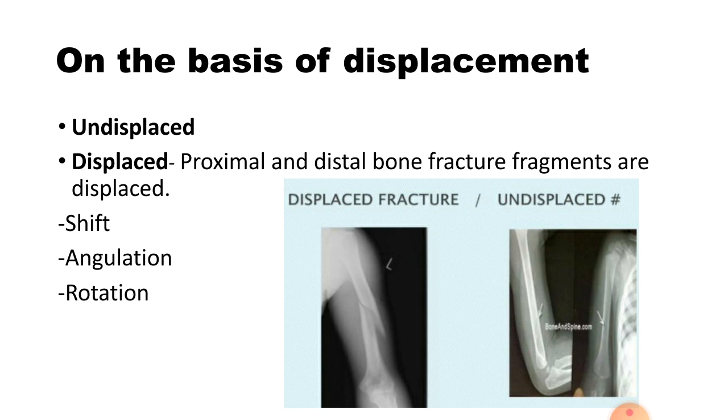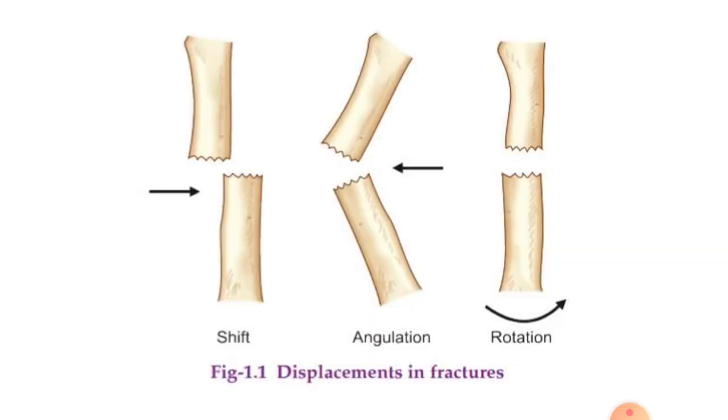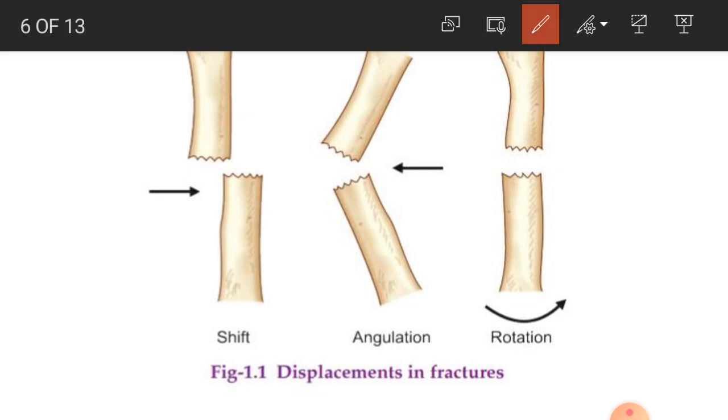It is further classified as shift, angulation and rotation, right? So these are the types of displaced fracture. First is shift, in which one fragment will shift in relation to the other fragment. Second is angulation, so there is formation of an angle between two fragments. And the third is rotation, right?